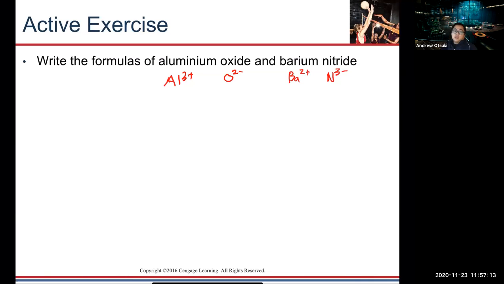Okay, so this example is where we get into kind of tricky territory, because there are 2 different charges. So how do we write a formula if the charges are so different? Well, we have to find the common factor of them. The common factor of 3 and 2 is 6. So we multiply oxygen by 3 and aluminum by 2, and we'll get a balance of charge. But another way to think about it is to use something called the crisscross rule.